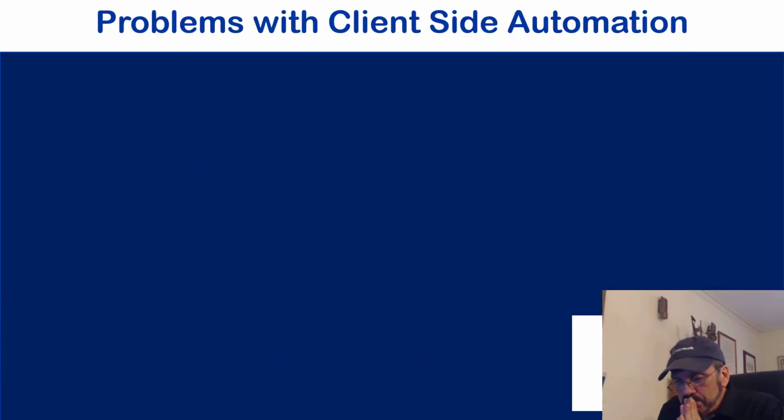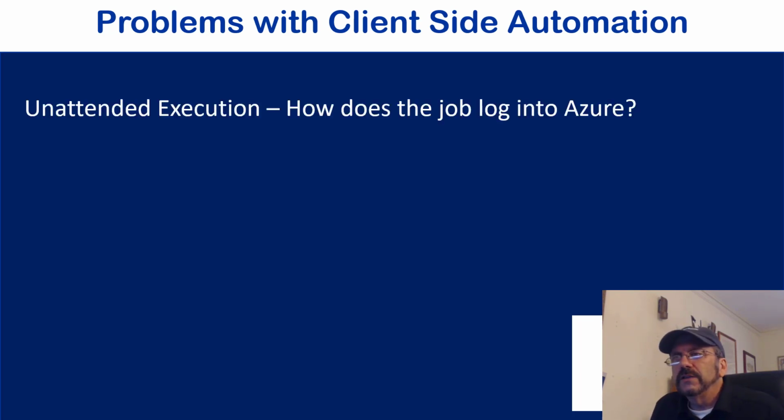So here's the problem. We did a hopefully pretty comprehensive presentation in the last video, and just a quick smattering here of using the client-side PowerShell ISE to do automation with Azure. First time I did this, I thought, this is great, this is awesome. But then I started realizing there are some issues here. So the first issue I realized is, what about unattended execution?